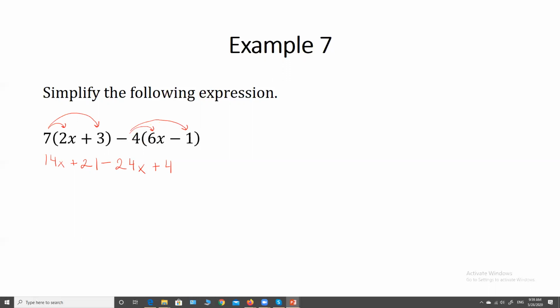Once we did all of the distributing, you notice that we can continue simplifying this expression by combining like terms. 14 minus 24 is negative 10, so that makes it negative 10x. And the numbers 21 plus 4 is 25. At this point, we can't simplify the expression anymore because the terms that we are adding are not like terms. The first term has an x, the second one does not. And so we are done. Our final answer is negative 10x plus 25.